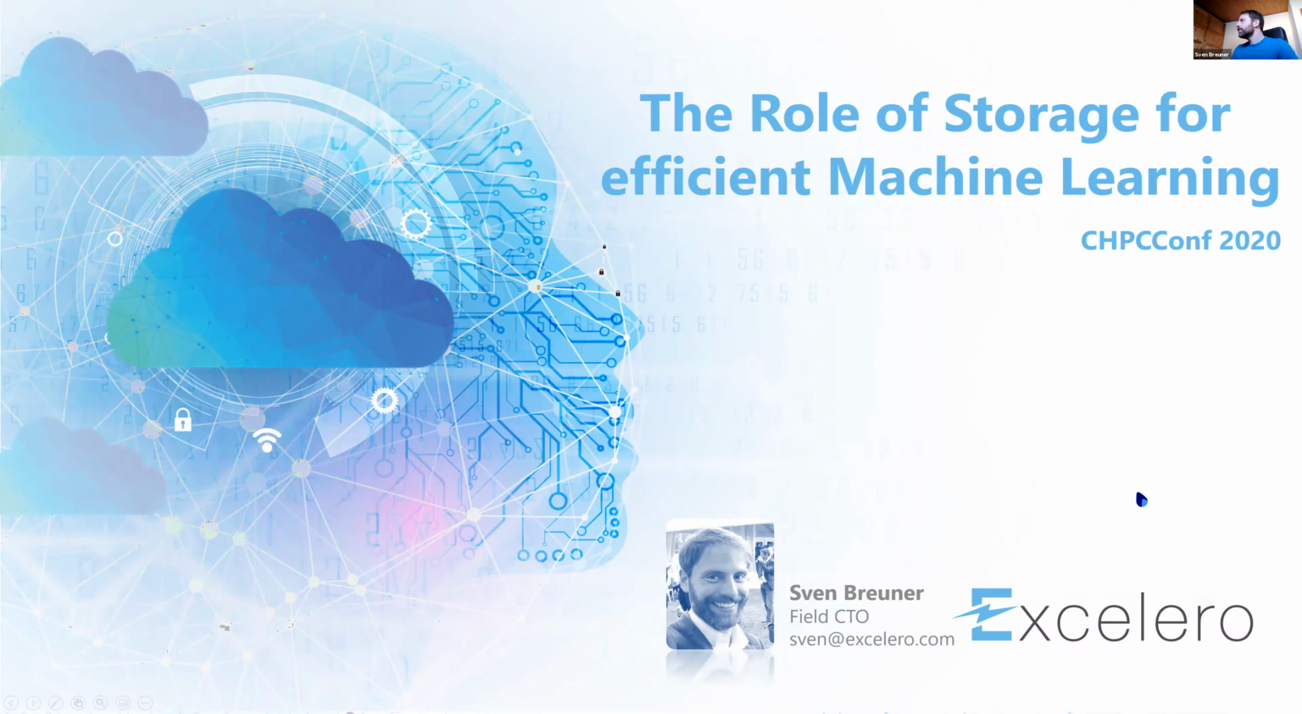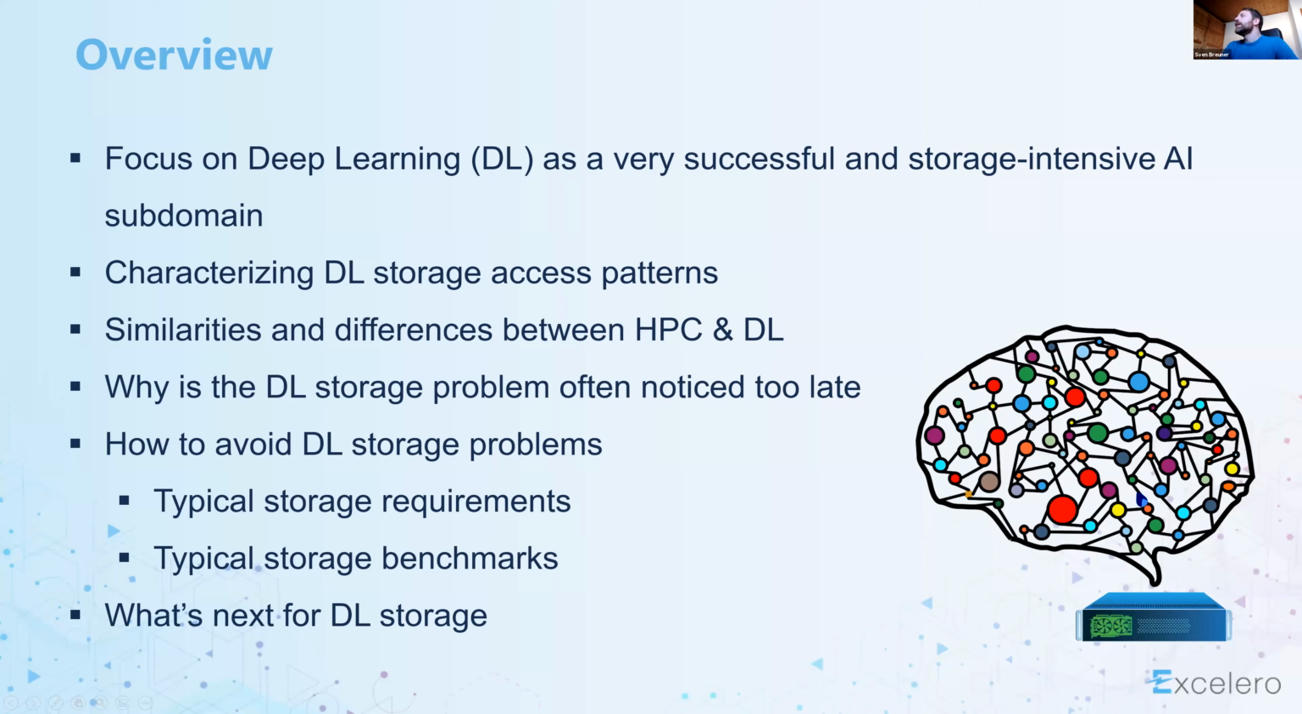So let's look at the overview. For this, we will focus on deep learning, which is a very storage intensive and very promising subdomain of machine learning. In the first part of the session, we'll try to characterize the problems for storage access with deep learning. Where do they come from? What do they mean for the storage systems? And then in the second part, we will talk about how to overcome these problems, make sure you're correctly prepared to avoid them. And then finally, we'll talk about what's next for deep learning storage, so what's upcoming.